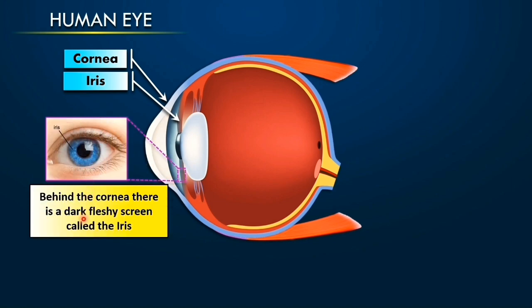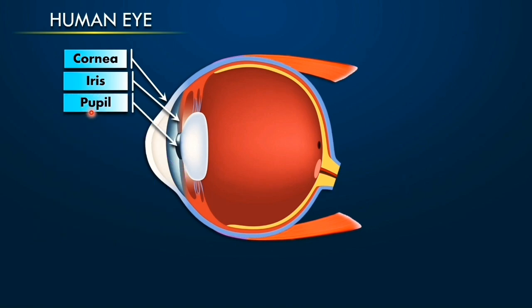So behind the cornea there is a dark fleshy screen called the iris. So basically iris is the pigmented colored portion in our eye, which is visible externally.